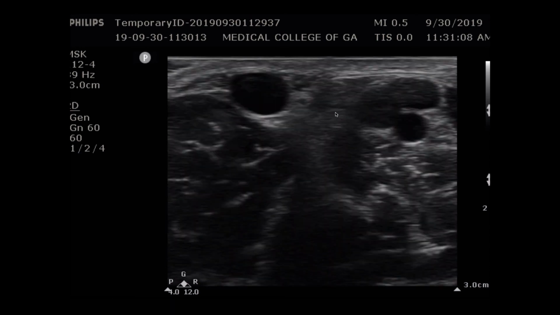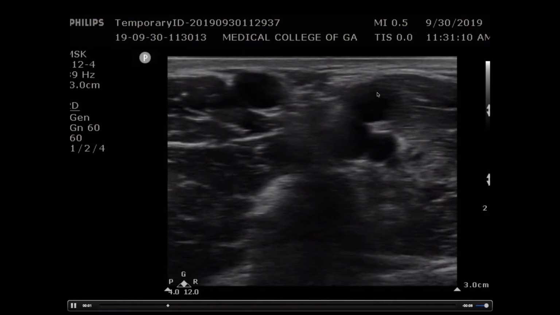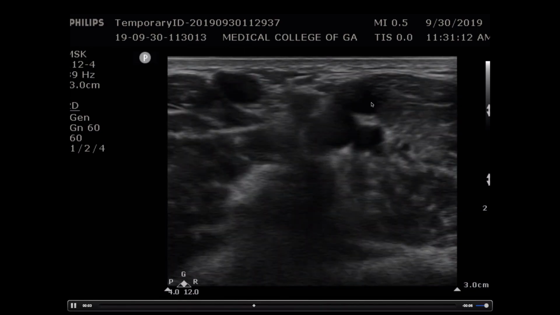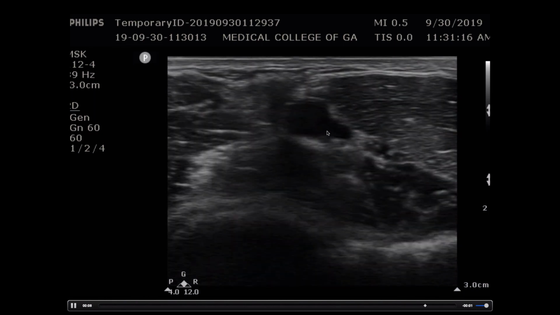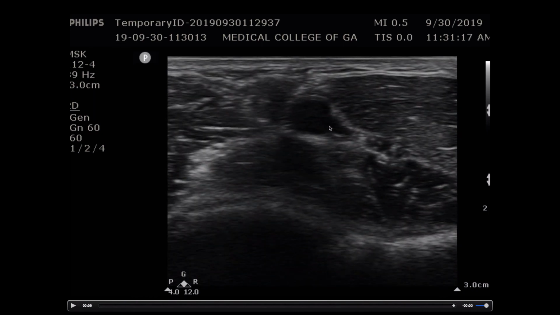And we'll watch that again here. We pan down, I compress, all the veins collapse, and you can see the artery starts to pulsate just a little bit there. If I put more pressure, the artery would have pulsated more.